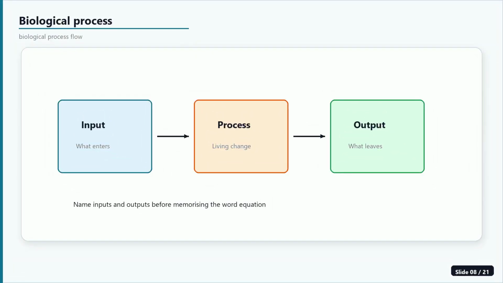Read left to right. Inputs enter, the living process transforms them, outputs leave. Name what goes in and what comes out before memorizing the word equation.